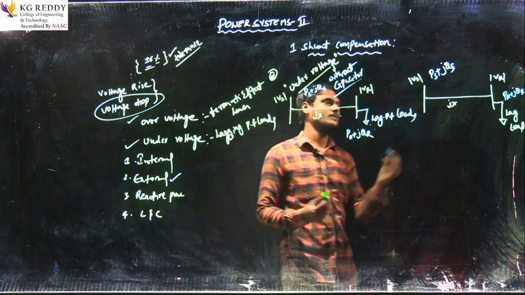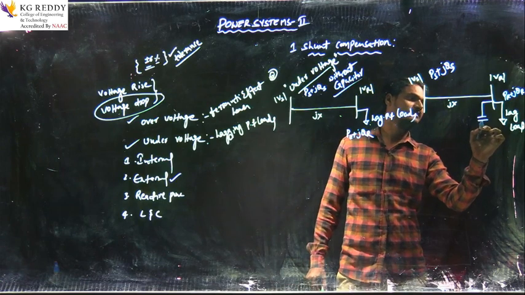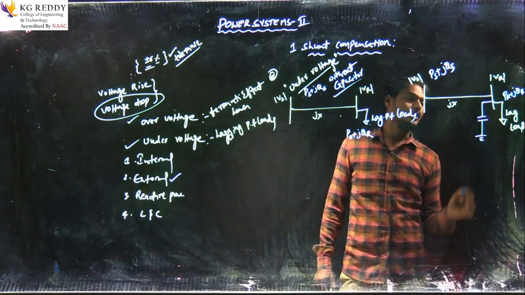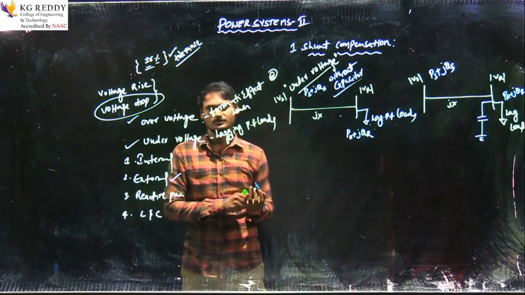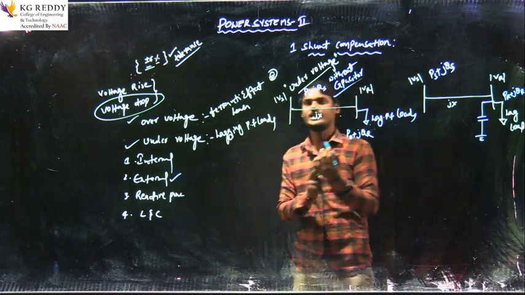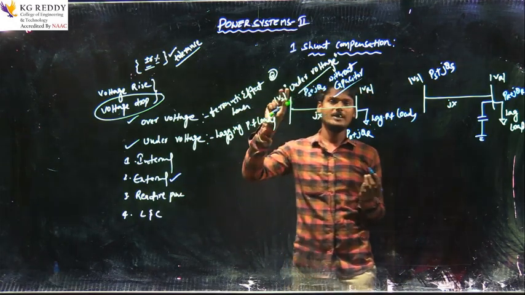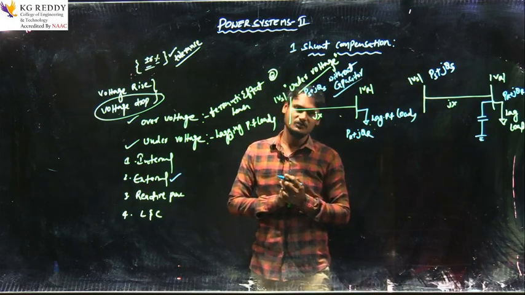So I need to keep one capacitor in parallel with the load, and always this capacitor is connected between the line and ground. Why? Because in the parallel connection only the capacitor will deliver the reactive power to the loads. Here our main aim is to neutralize the voltage level. We need to maintain a constant voltage.